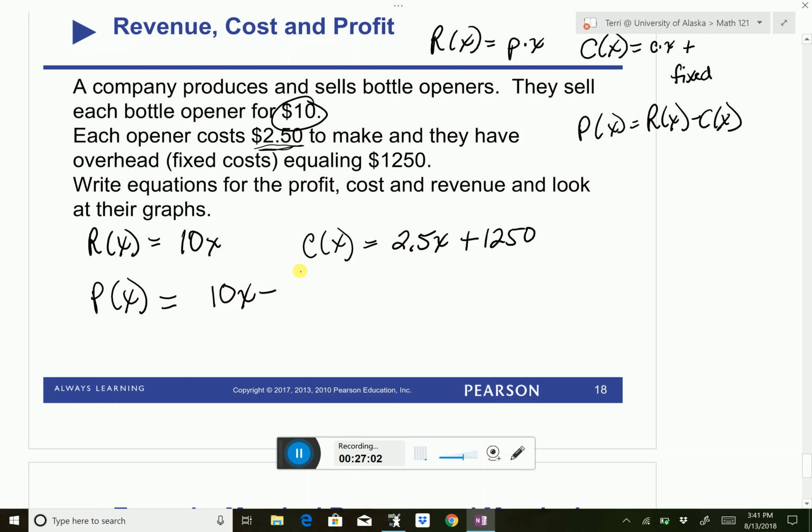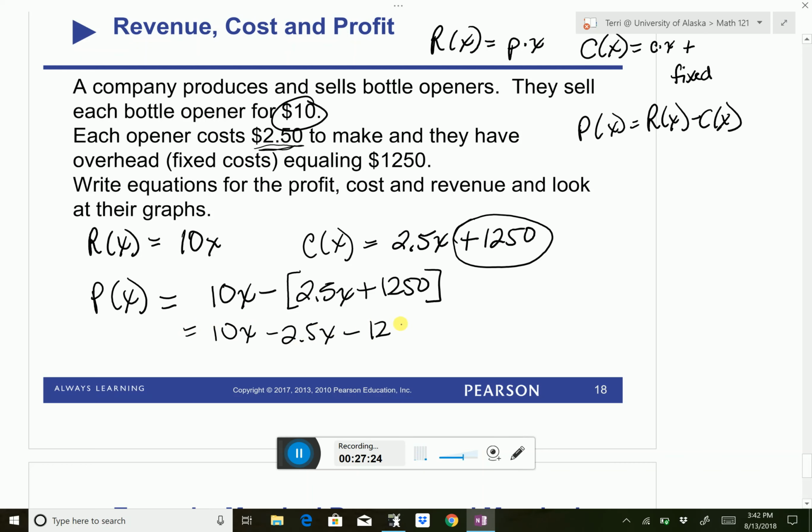minus your cost. Now make sure you put your cost function in parentheses, because if you do not, you're going to forget that this needs to be subtracted from profit, because that's your fixed cost. You have to make sure that is subtracted from profit, and I can't say that enough times. So 10X minus 2.5X minus 1250, because remember, your fixed costs are coming out of your profits, not being added to them. So this means that your profit is 7.5X minus 1250.